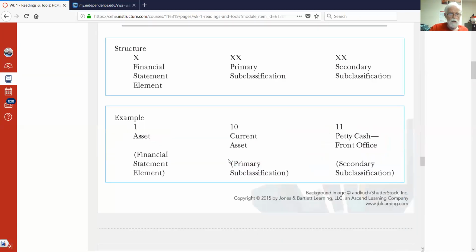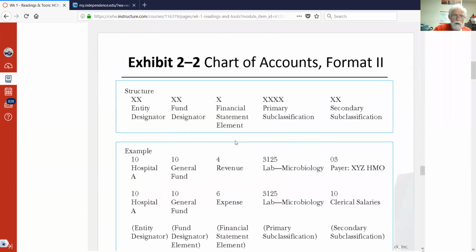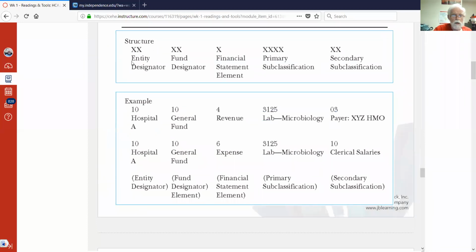Chart of accounts. So you've got a financial statement element, then you've got primary and secondary subclasses. So we have an asset, a current asset, and maybe petty cash at the front office. Another format might be an entity, what we call an entity designator. In other words, if you've got a bunch of different organizations, if it's a system, then you might have several hospitals, you might have several practices. So the entity designator is there.